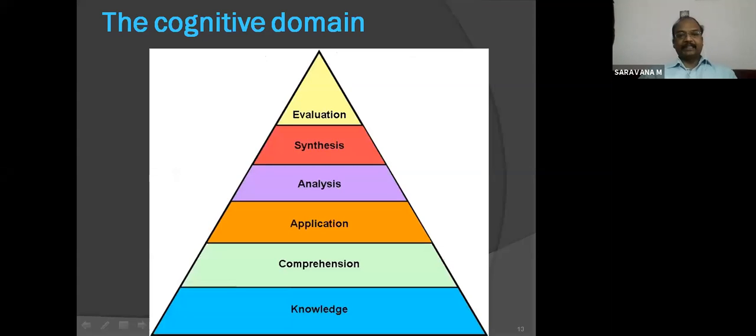There are six major components of the cognitive domain: knowledge, comprehension, application, analysis, synthesis, and evaluation. See, at the base, the first information gained by the learner is knowledge. Then it will go to comprehension, then application, then analysis, then synthesis, and evaluation. This is the structure of the cognitive domain. And as I told you, this has been revised by his team. Let us see how it has been revised.